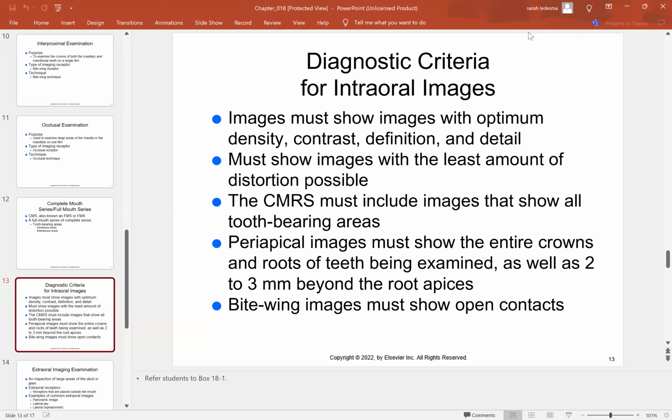Our periapical images must show the entire crown and root of the tooth or teeth being examined, as well as 2 to 3 millimeters beyond the apex. And the bite wing images must have open interproximal contacts.